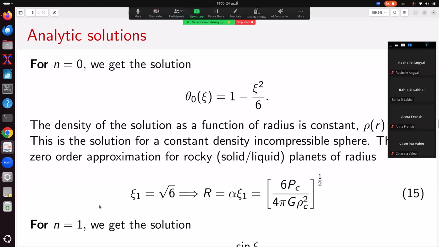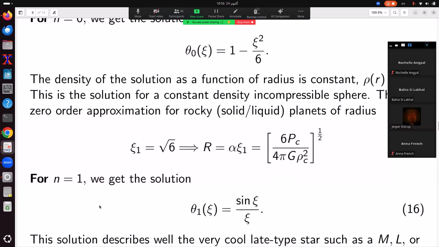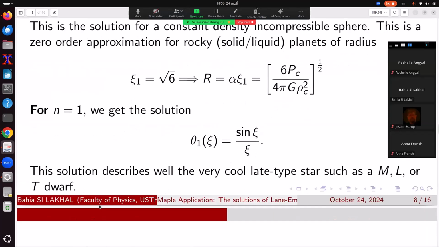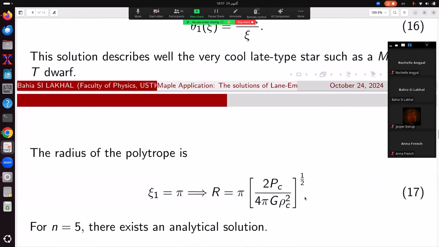For n equal 1, we get the following analytic solution. This solution describes some kind of dwarfs. The radius of the polytrope is given here.